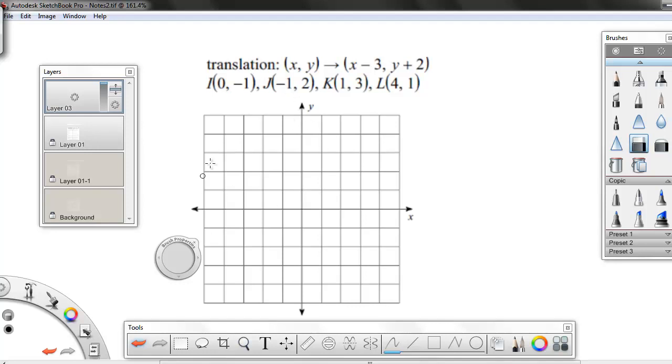Okay, so the first thing that I'm going to do is draw my original figure. I have (0, -1) right there, that's I. I have (-1, 2) right there, that's J. I have (1, 3) for K, so 1 and 3, there's K. And then I have (4, 1) for L. Go ahead and connect those points.